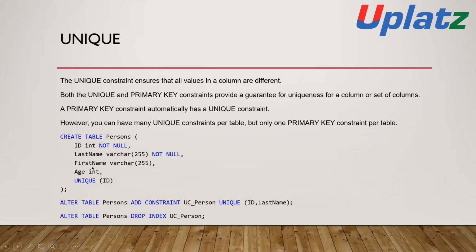Last name and first name. First name has no constraint on it, nor does age. And now we have created a unique key on ID. So what happens is that when you're trying to insert some data into it, it will accept null values, but it will not accept repetitive values. Let's say I have already inserted one record with ID equal to 1. It will not again allow me to insert the same record because there is already a unique key present in the table, which is 1 for that particular row.